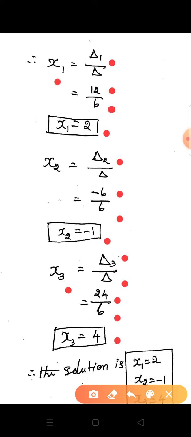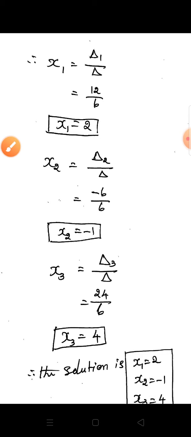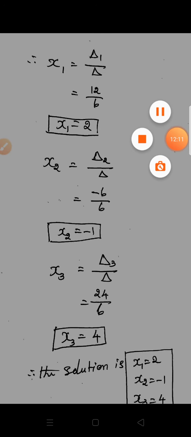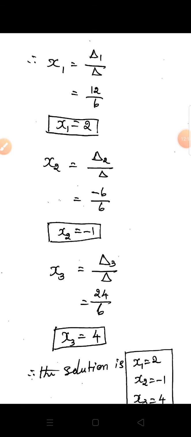Now the solution set is: x1 is equal to 2, x2 is equal to minus 1, x3 is equal to 4. Do you understand this sum? Okay. Thank you.